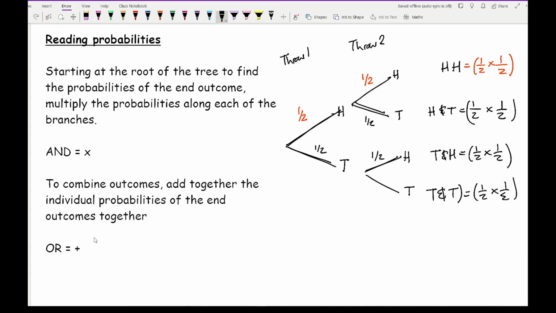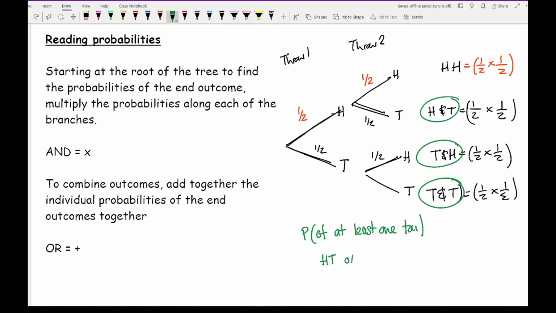And obviously we can then work that out. Now, to combine outcomes, we need to add the individual probabilities of the outcomes together. So what we're talking about here is if we wanted the probability of at least one tail. So which of these represents a tail? Well, it's either this one, or this one, or this one. So here, if I want a probability of a tail, then that's going to be HT, or TH, or TT.